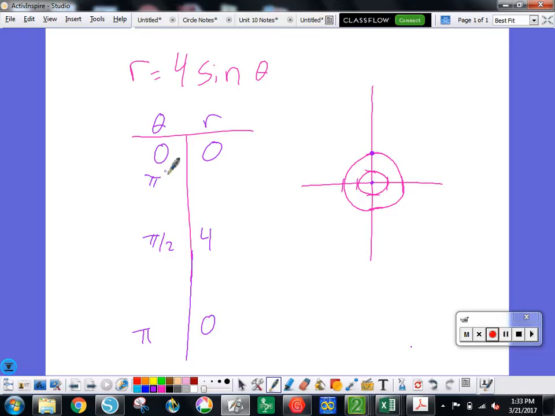I'm going to pick pi over 6. So if I plug in pi over 6, the sine of pi over 6 is a half. A half times 4 is 2. Shoot. Notice here, guys, this should have been 4, and I only did 2, huh?